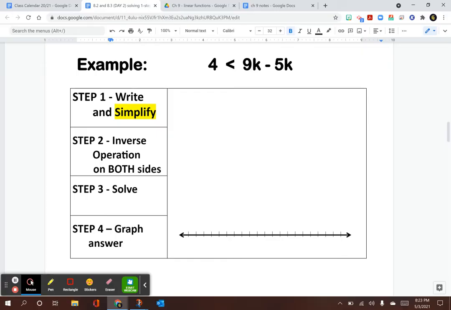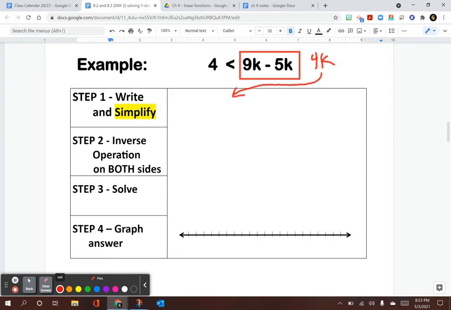So this one's got a little bit of simplifying, but it's also one of those tricky inequalities because it's written backwards. So I'm going to simplify first, and then I'll flip the whole thing around. 9k take away 5k leaves me with just 4k. But because it's written in reverse, I'm going to move my 4k to the left, my 4 to the right, but remember I have to flip the symbol over. So it starts off as a less than. But if 4 is less than this, then this must be greater than 4.